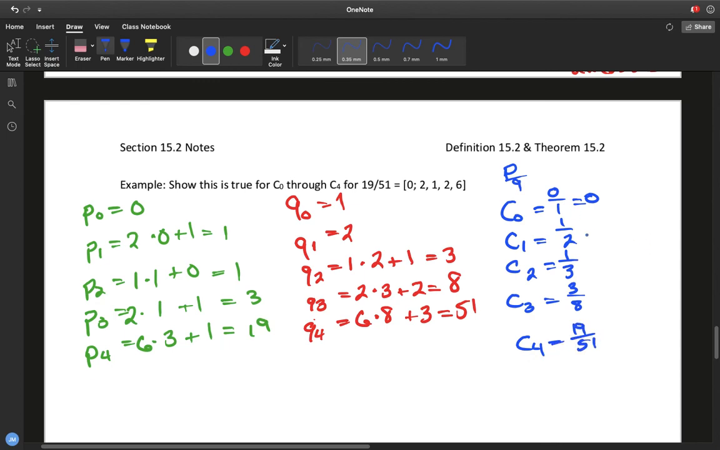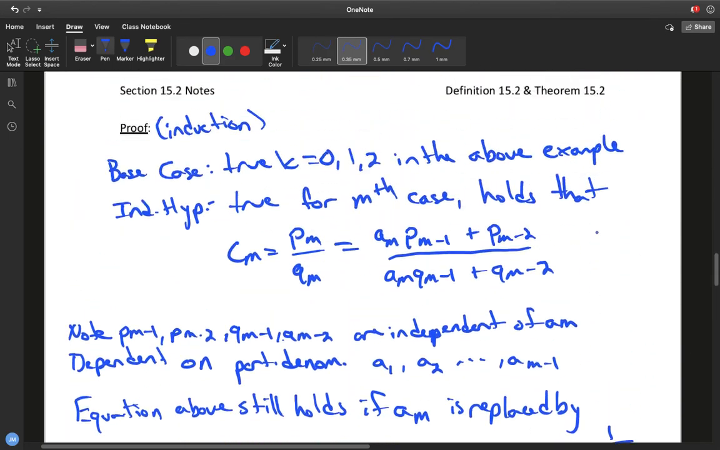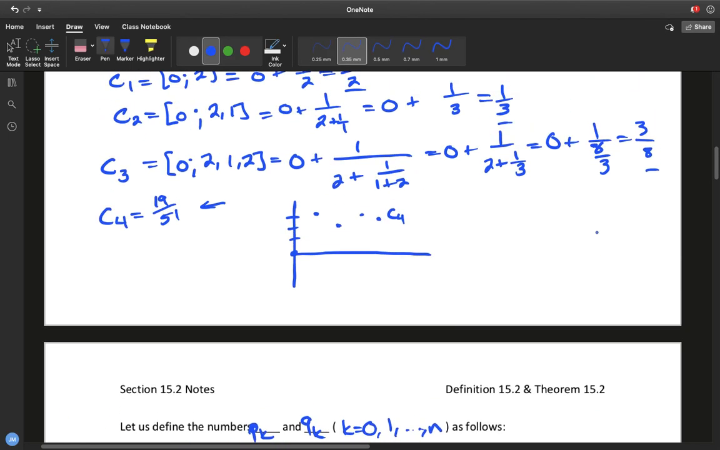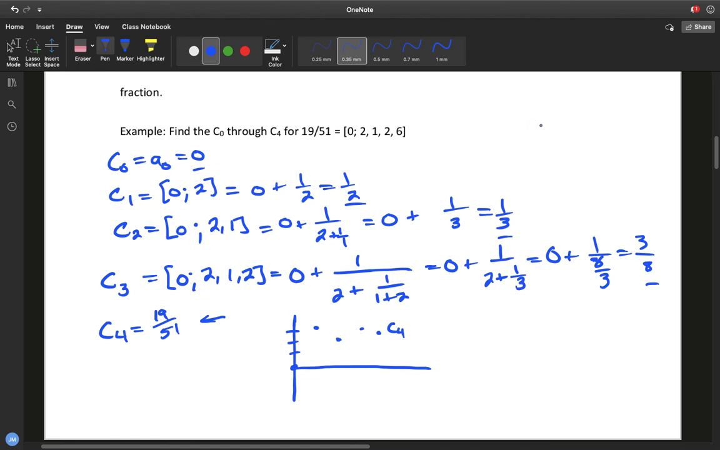Okay, which are actually the exact same values that we found in our previous example problem all the way up here. But notice that that becomes quite a bit easier work when you've got that formula based on theorem 15.2.